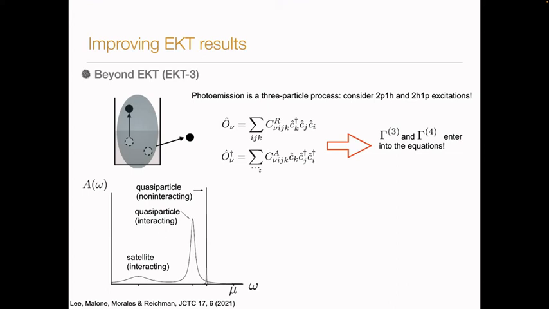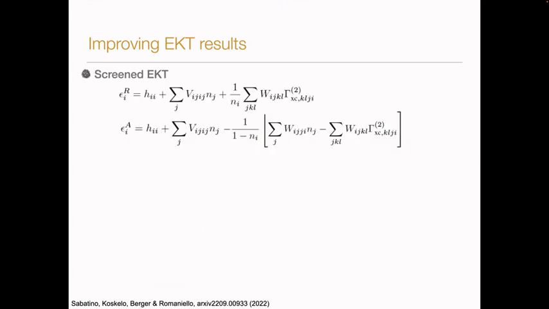So what's important here is the screening, right? Which comes from the electron-hole pairs. Okay, so we took the EKT equation and we modified it in this way. So you see that here, for the removal part, the terms which depend on the exchange-correlation part of gamma 2 now have the W, so the screened Coulomb interaction.